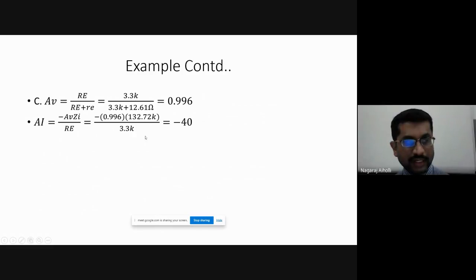What does it indicate? Current gain negative. Output current by input current is current gain. Output current and input current are out of phase with respect to each other. That is the meaning of negative current gain. If voltage gain is negative, it indicates that output voltage and input voltage are out of phase. If current gain is negative, then output current and input current are out of phase with respect to each other. Clear, yes, students?